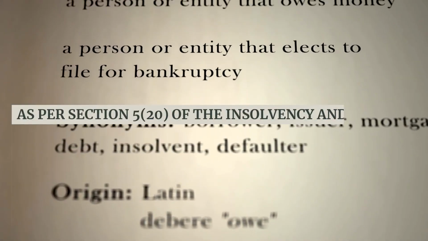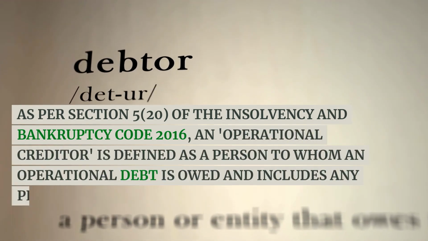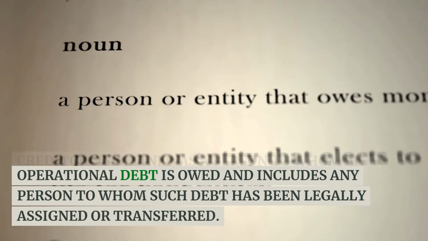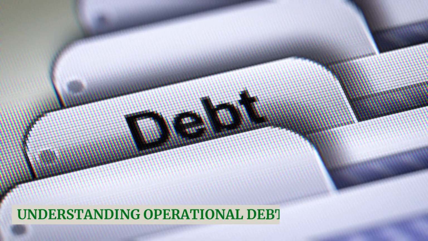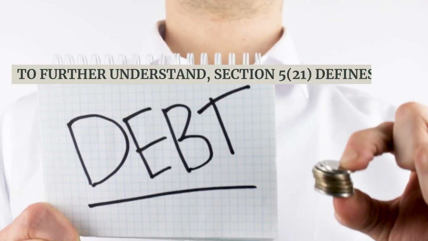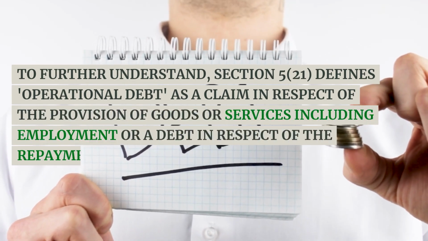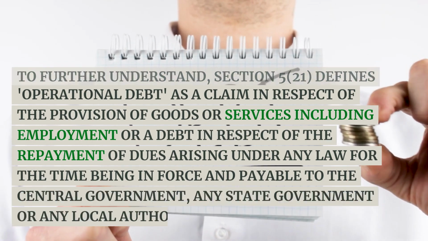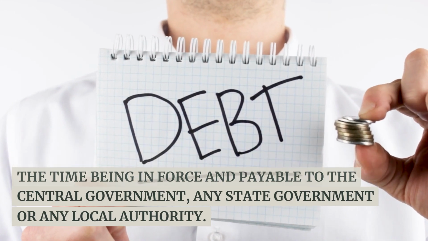As per Section 5(20) of the Insolvency and Bankruptcy Code 2016, an operational creditor is defined as a person to whom an operational debt is owed and includes any person to whom such debt has been legally assigned or transferred. Understanding operational debt. To further understand, Section 5(21) defines operational debt as a claim in respect of the provision of goods or services including employment or a debt in respect of the repayment of dues arising under any law for the time being in force and payable to the central government, any state government or any local authority.